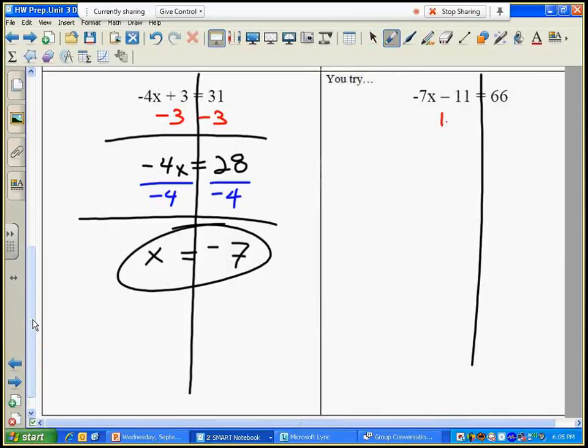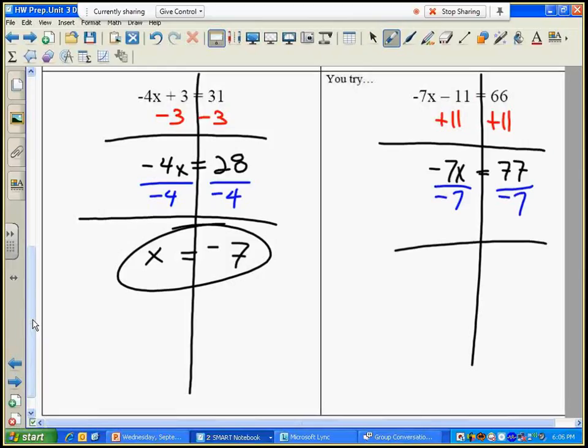Okay, let's add away that 11 first. Okay, then we'll divide away the negative 7. What we got left here is x is equal to negative 11.